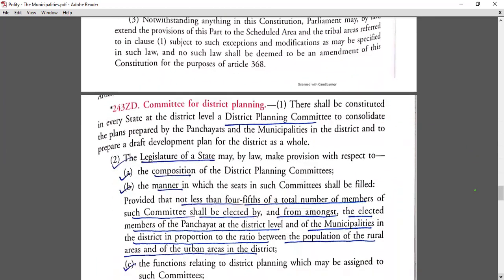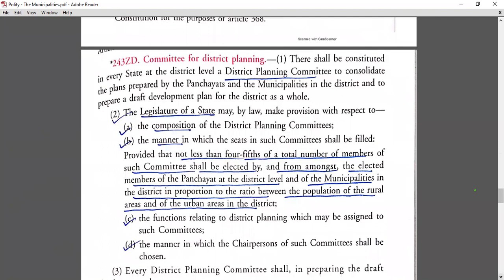Next, committee for district planning. So there shall be a committee. It's mandatory. There shall be a district planning committee at the district level in every state to consolidate the plans prepared by panchayats and municipalities. So the plans which are prepared by panchayats and municipalities for development, they will consolidate. Now in the district planning committee, the composition, who will be there, how it will be done, all these things are done by the state legislature, which will make provisions with respect to the composition and the manner in which the seats in such committees are filled.